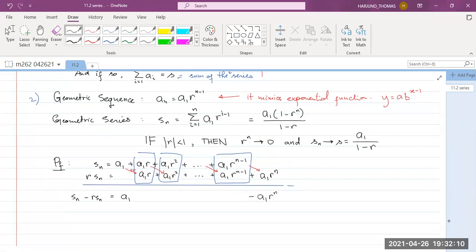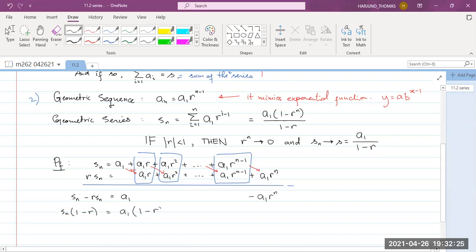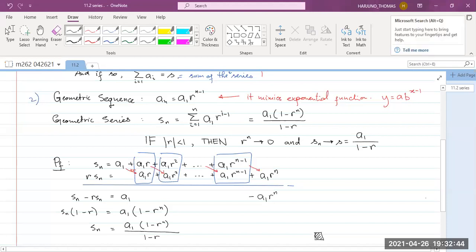Okay, you see what happened is when you telescope that, the middle terms cancel. Now on the left-hand side, you factor S sub n. On the right-hand side, you factor a sub 1. So the nth partial sum will be the first term times 1 minus r to the n over 1 minus r. That's the end of the proof.